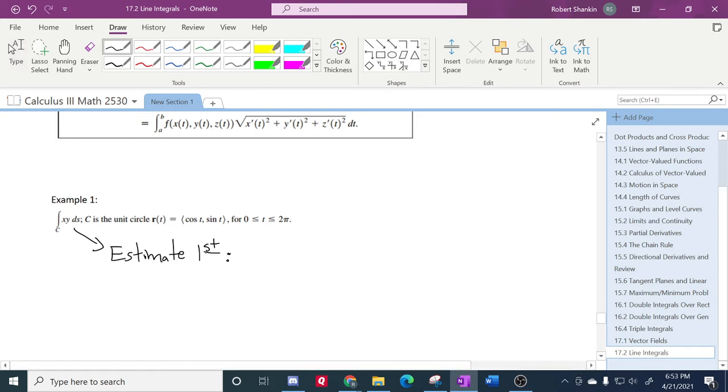All right, so the estimate. This integral is approximately equal to the length of the curve C times the average height of the curtain.